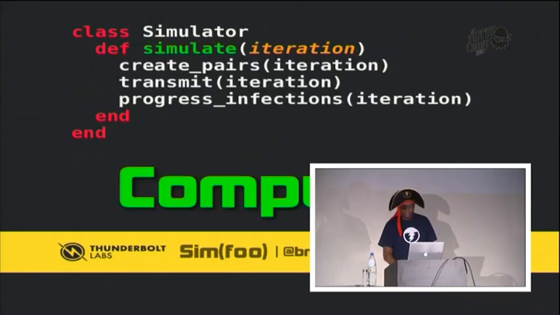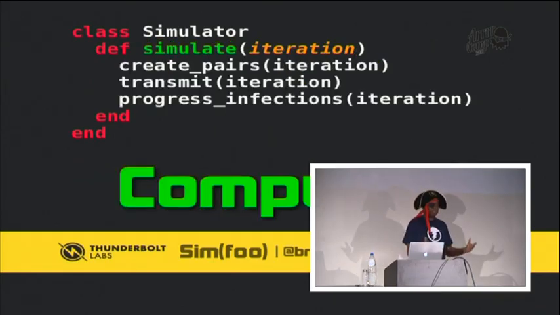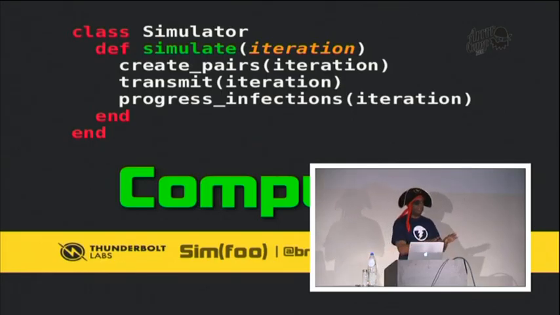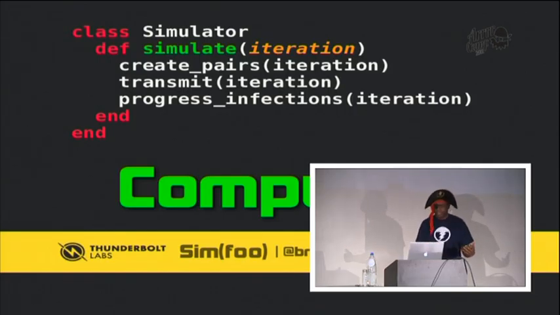So next thing you want to do is compute. And in our compute, all we do is create pairs. So look to the left, look to the right, touch that person, that's your pair. And then you're going to transmit however you want to transmit your cooties. And then we're going to say that people who already have cooties, we want to see if their cooties turn into cootiosis, because you know that is a big deal.